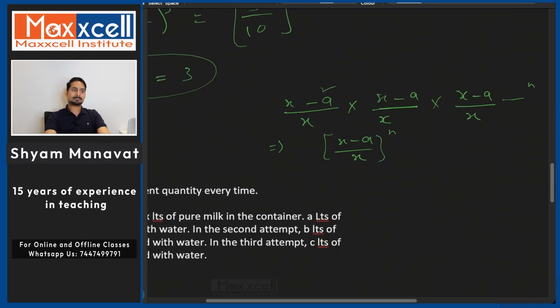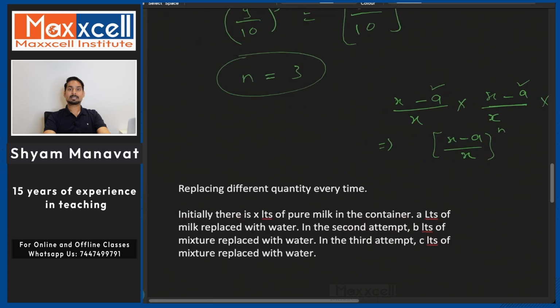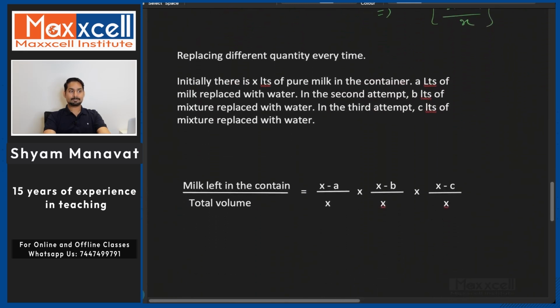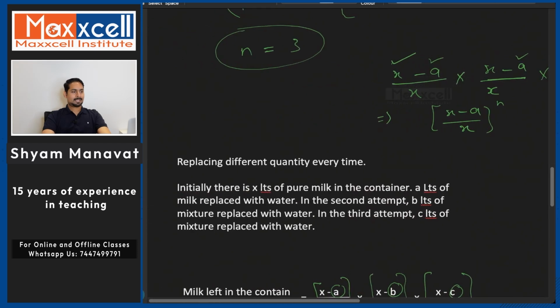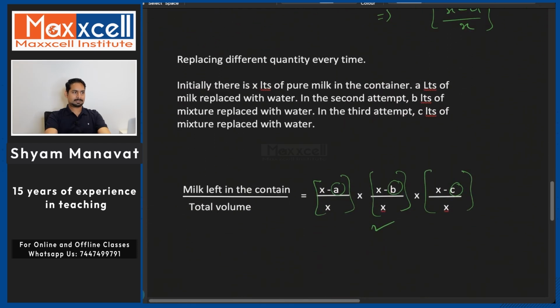But if every time the quantity of replacement is different, then what do you do? If first time you replace A, second time you replace B, and third time you replace C, no worries, you change every time to a different replacement quantity and multiply, you get the answer. I hope you are able to link this with the previous discussion, right? So that is what I'm trying to explain here. You can pause the video, read this, and understand the formula. It's no formula, I mean, it's common sense.